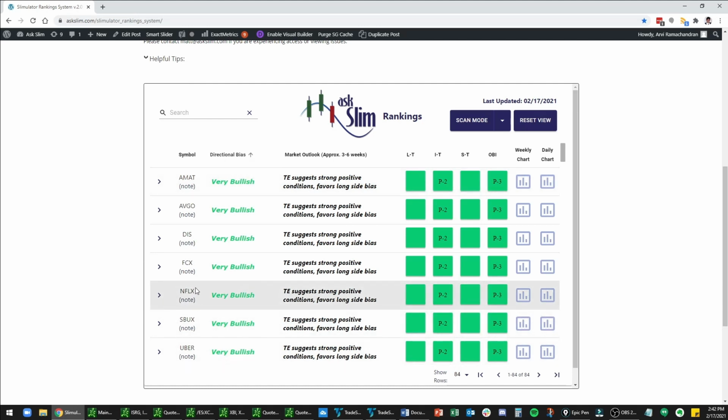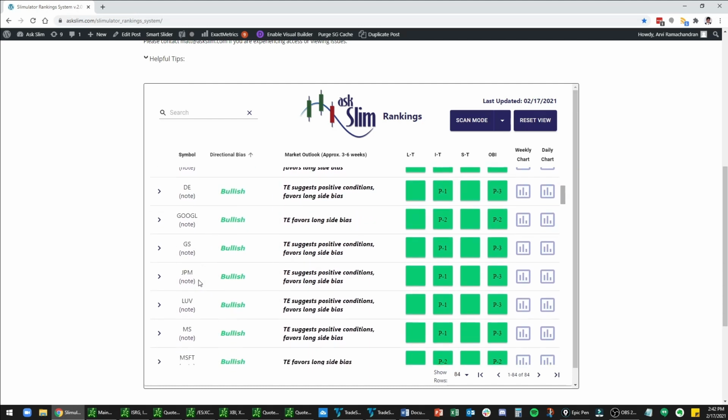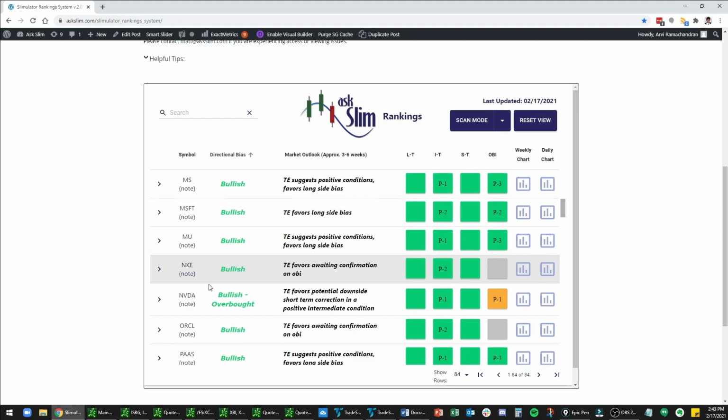So I'm going to scroll down on this chart and find Nike, because that's the name that I wanted to talk about here. You'll see that the directional bias is bullish, and for market outlook it says technical evidence, which is what TE means, favors awaiting confirmation on the OBI. The OBI is this fourth box right here, and it is currently gray.